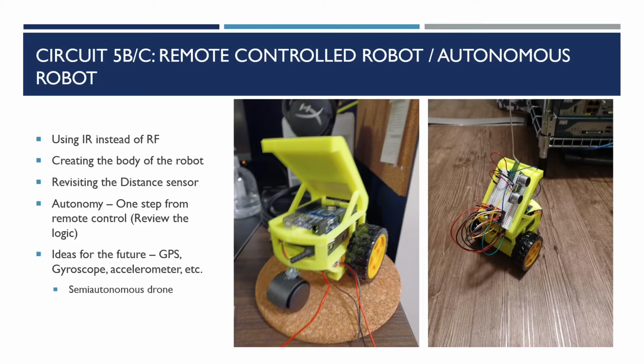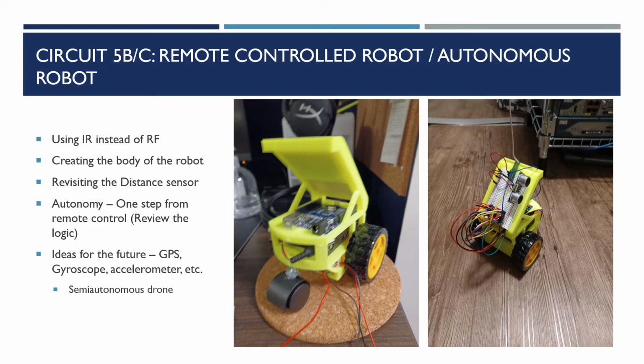So this was the most time-consuming but funnest project so far, and it was the remote control and autonomous robot. Here I decided to use infrared instead of radio frequency. Infrared is not emitted as much, and it's more reliable, but also I found that it may have been the antenna or something that I was working with for the radio frequency that was causing the transmitter and the receiver not to communicate very well.